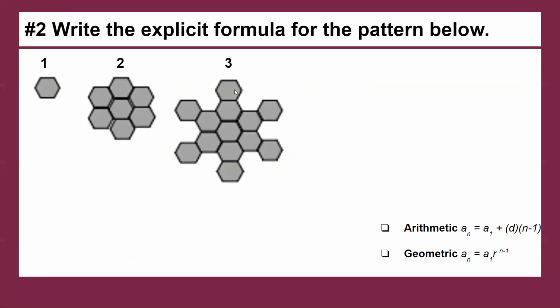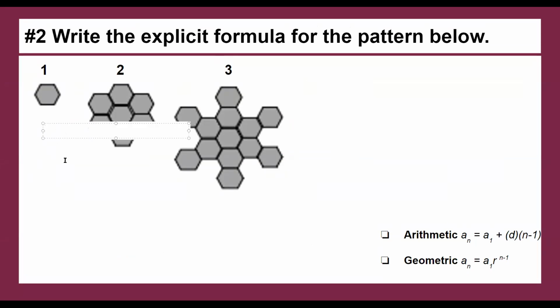All right, let's do one more. So we're going to identify now how many hexagons are in each figure. The first one has 1 hexagon. The second one has 7 hexagons. And the last, let's see here, the center is 7, 8, 9, 10, 11, 12, 13. So here we're adding 6 each time as our rule. This means that we have another arithmetic sequence.